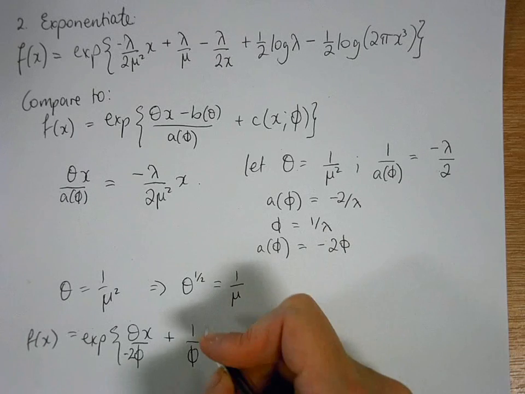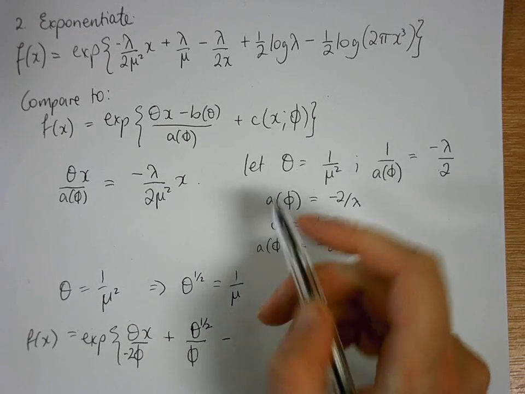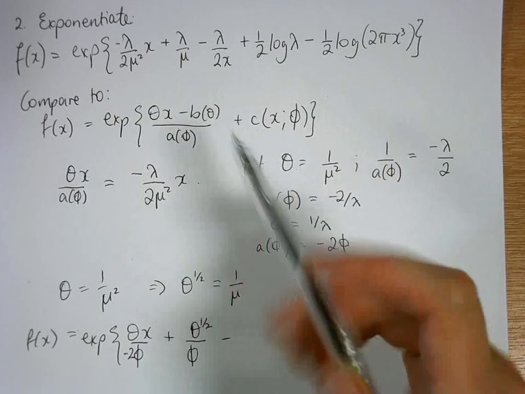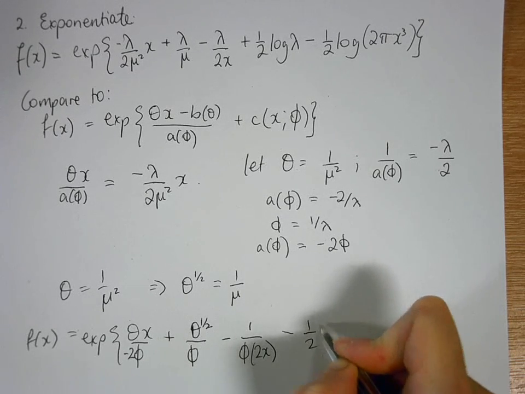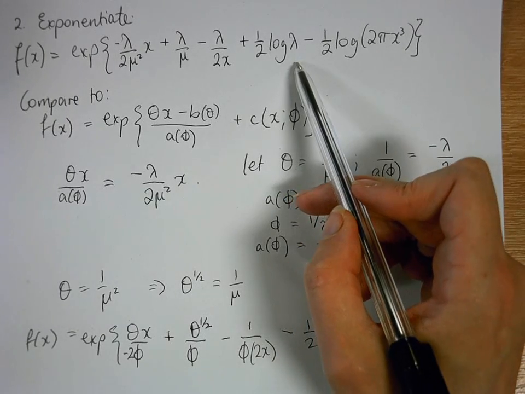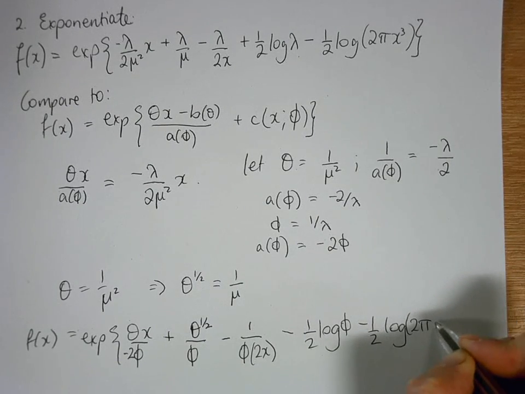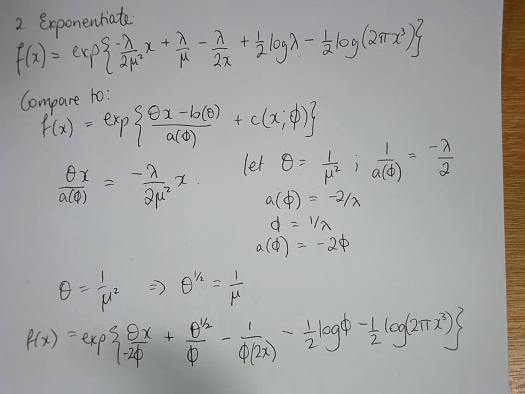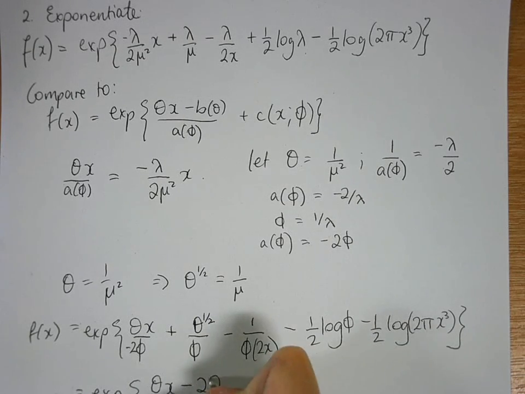1 over mu is theta to the half, so we've theta to the half. And then we have minus phi. So this is minus 1 over phi, and times 2x. Minus a half log of phi, because I would have had 1 over phi here. And minus a half log 2 pi x cubed. All that remains to be done is put this over 2 phi so that I have a common term here. So I have theta x minus 2 theta to the half over minus 2 phi. I've just multiplied this above and below the line by minus 2.